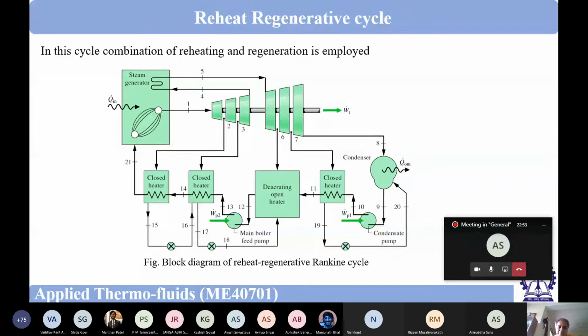So we are having the feed water heater, which can be of 3 types. One is the closed feed water heater, another is the open feed water heater, and a special kind of open feed water heater which is called the deaerator. And in a big steam power plant, all the 3 types of feed water heaters are there.